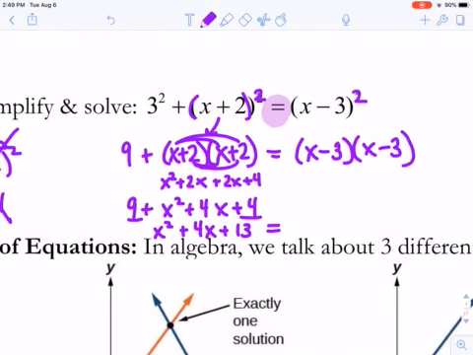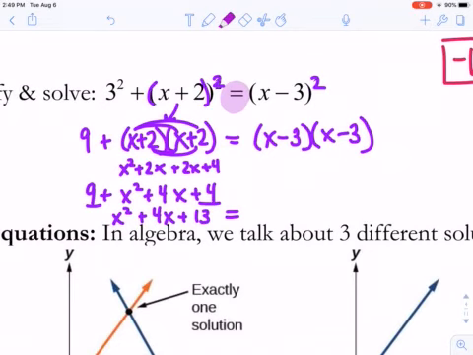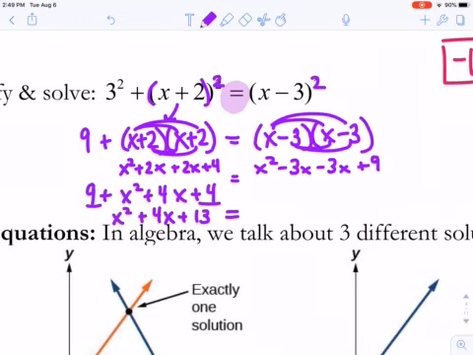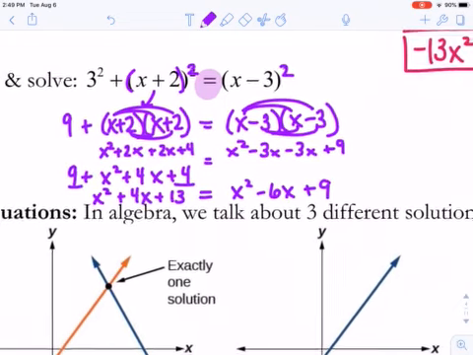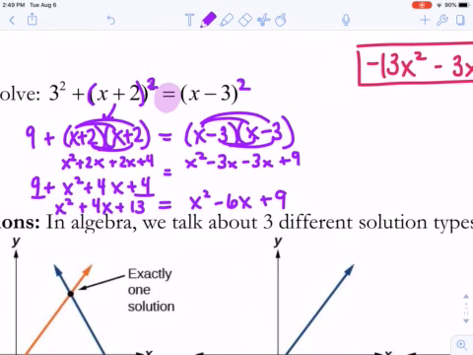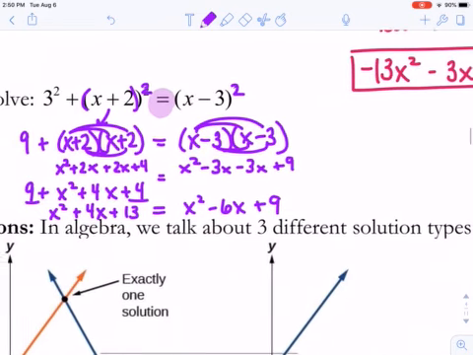So then I'm going to go ahead and do something very similar with the right-hand side of the equal sign. And I'm going to double distribute the x. So I'm going to have x squared minus 3x. Distribute that negative 3, negative 3x plus 9. Combine my like terms, and I'll have x squared minus 6x plus 9. So this is the simplifying part. I simplified the left-hand side, and then I simplified the right-hand side.